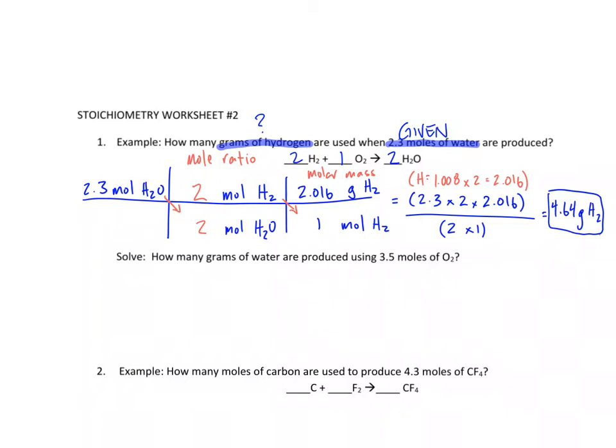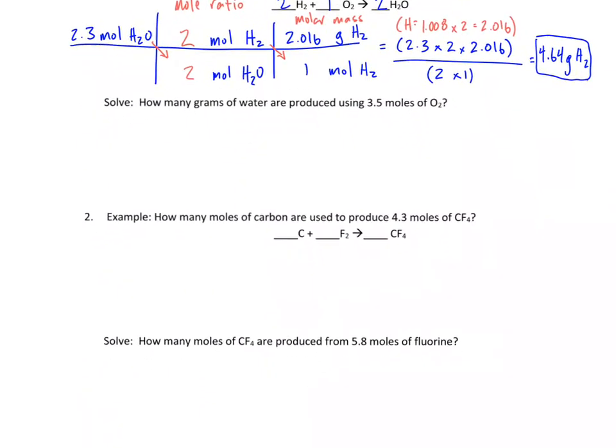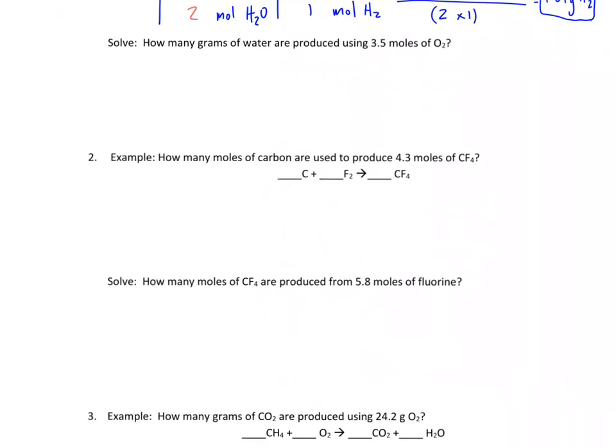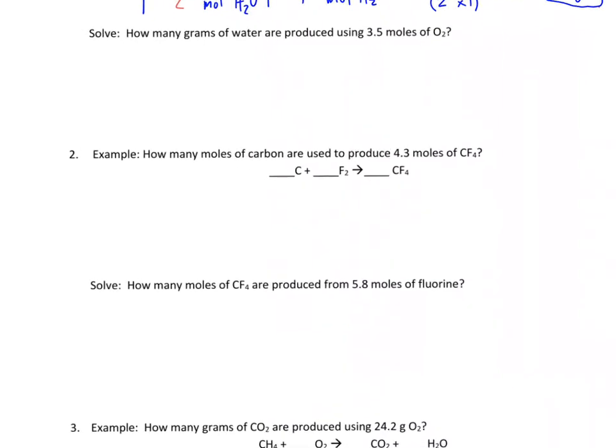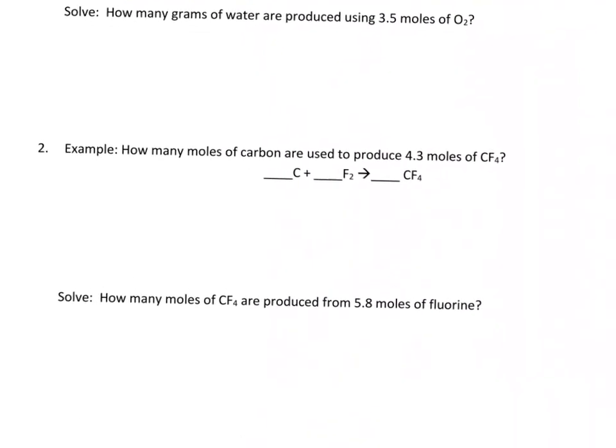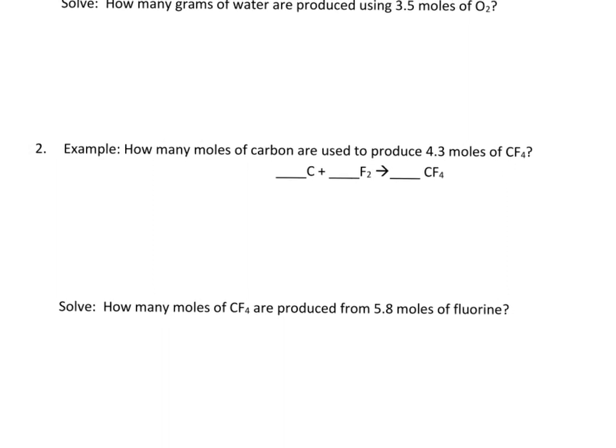So now I want you to use that example to solve the question below. So we're going to go ahead and move up. Let's look at our second example here. Okay, so it says how many moles of carbon are used to produce 4.3 moles of CF4.